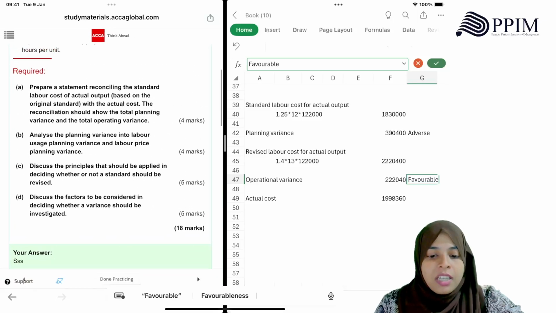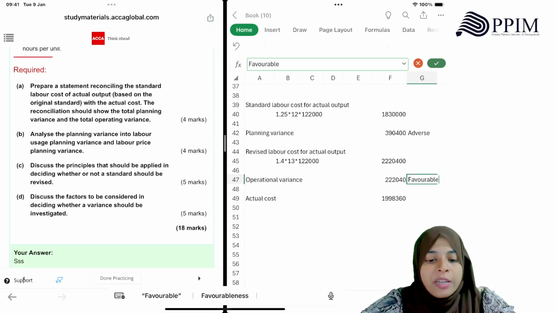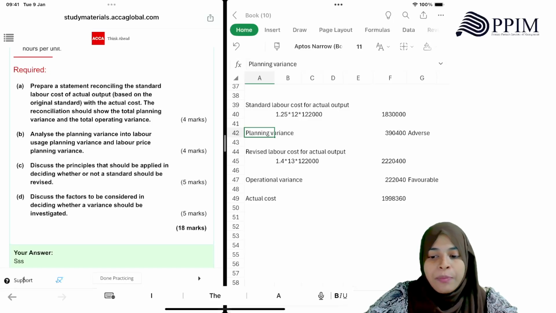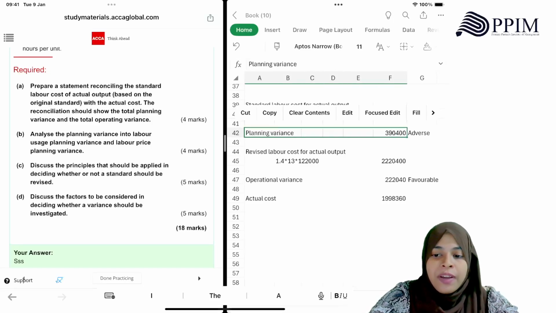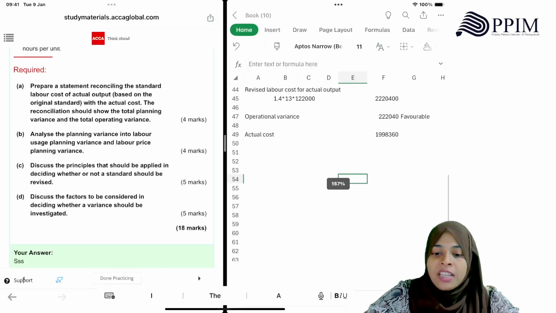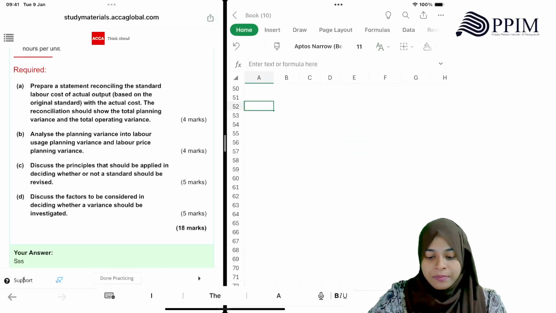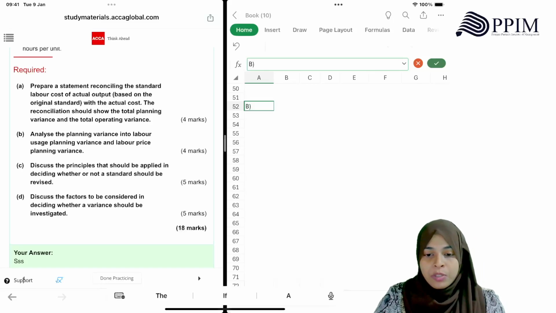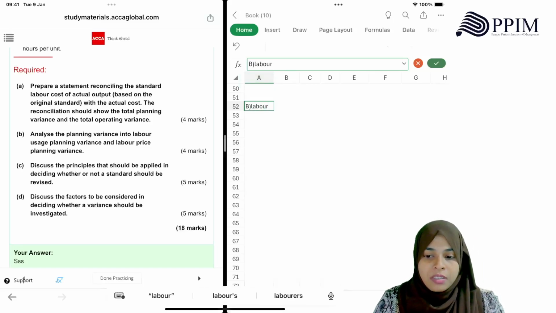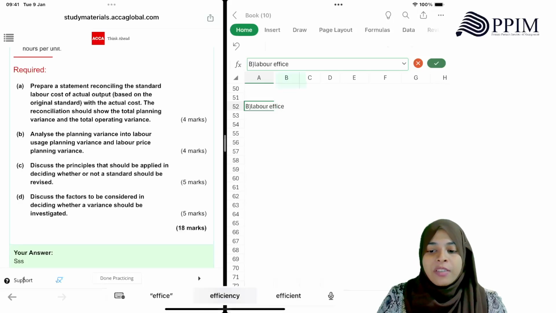Then analyze the planning variance into labor usage and labor price. So this variance is both the usage and price together. Then they ask you to divide it into usage and price. What's the labor usage planning variance? Tell me the formula. Labor usage, that's labor efficiency.